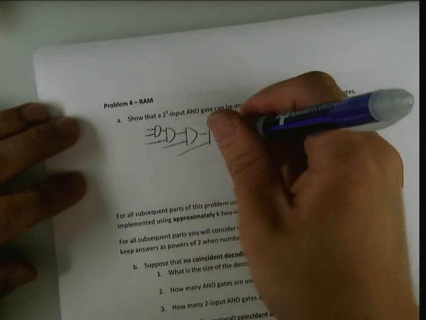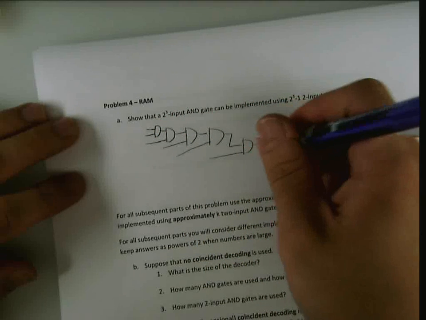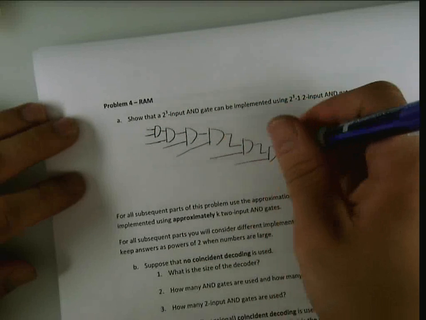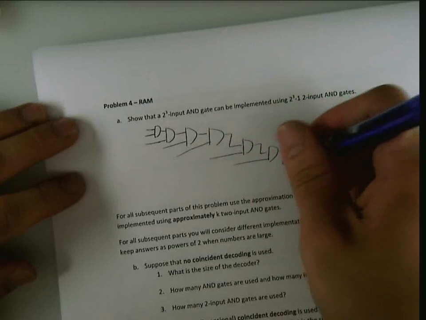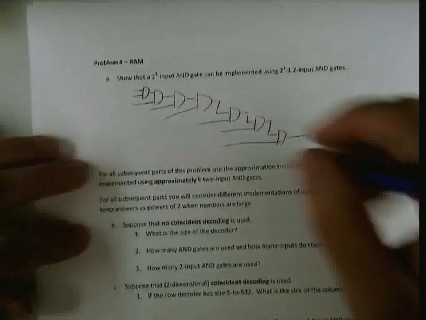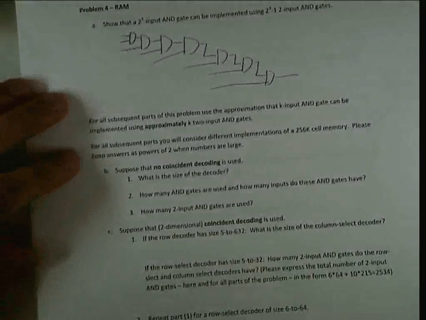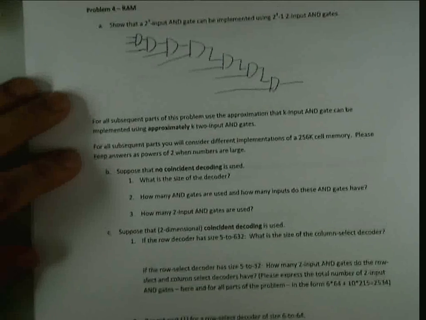5-input, 6-input, 7-input, 8-input. I just keep doing the same thing over and over again. So here I need to use this approximation, and that's just all that tells me.